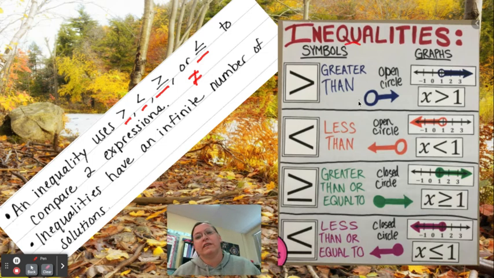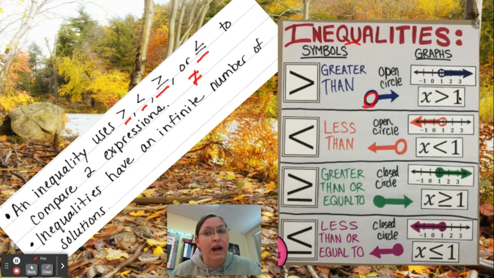Now we're going to look at these different signs and how you would graph them. This table is very important. I recommend that you screenshot it and crop it down so that you have this table as a resource. The inequality symbols are greater than. And when I'm doing a greater than symbol, I'm going to use an open circle. An open circle means that it is not equal to that number.